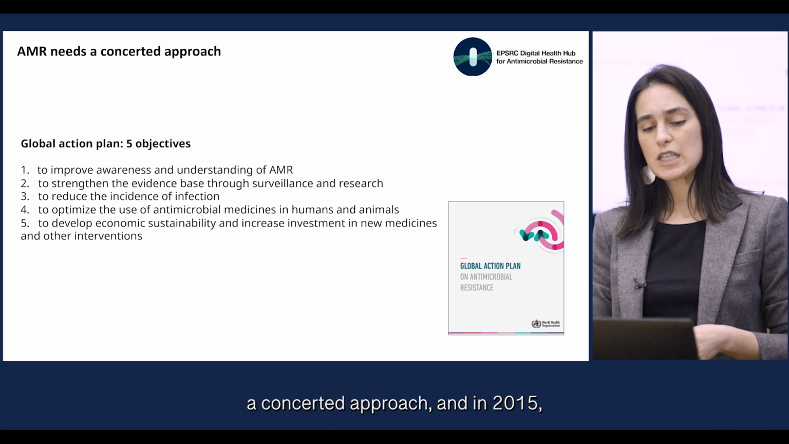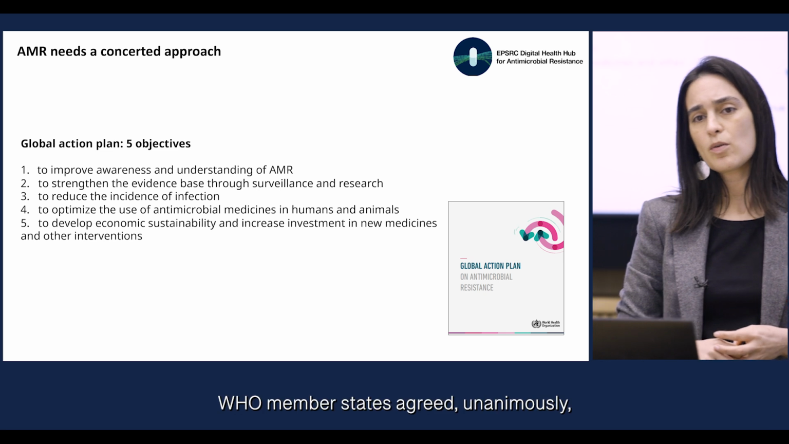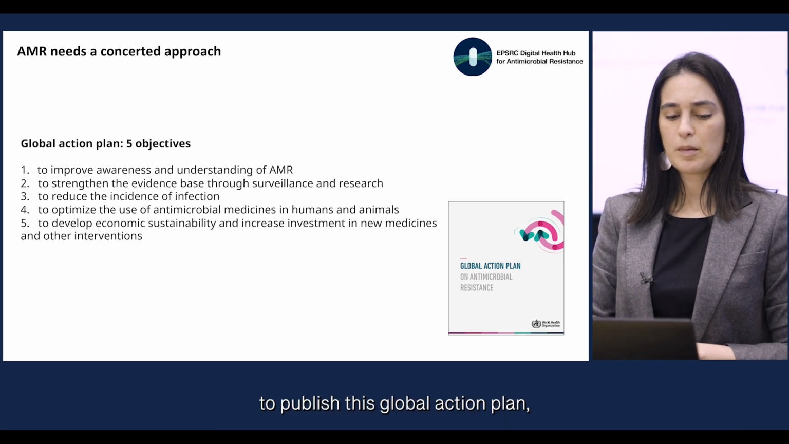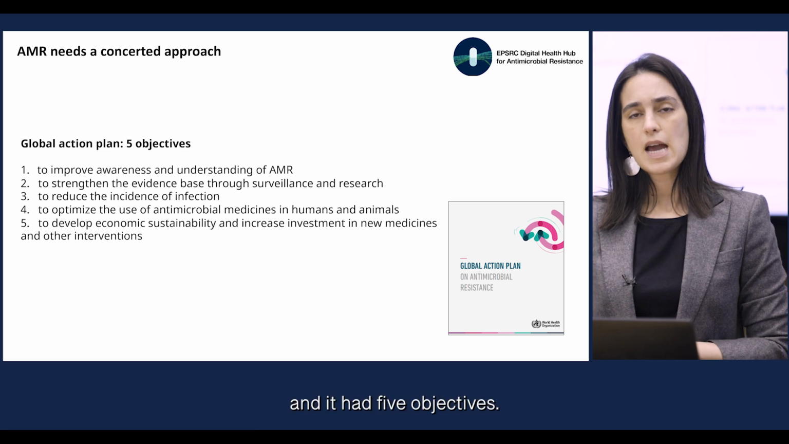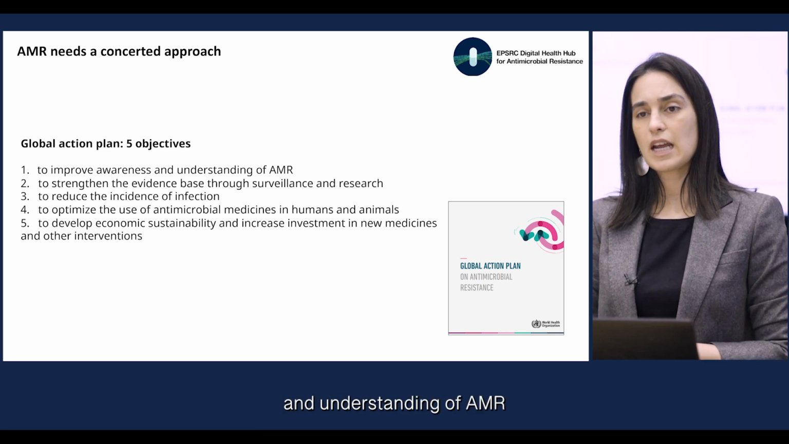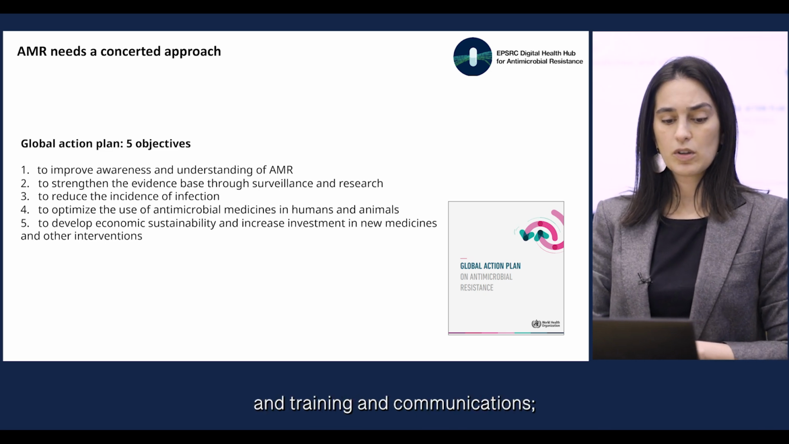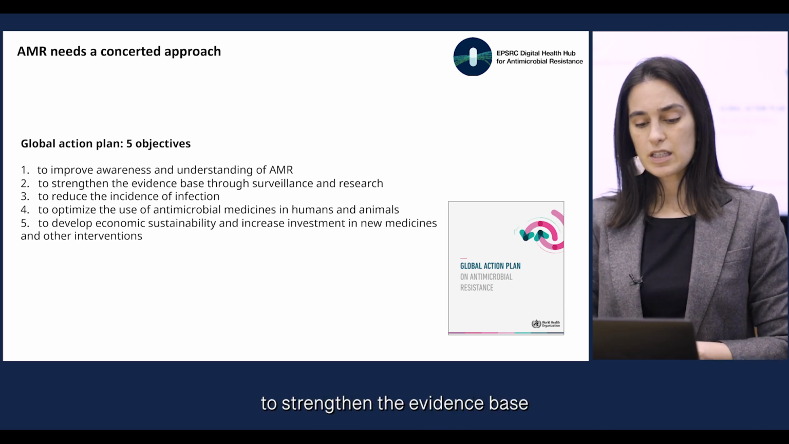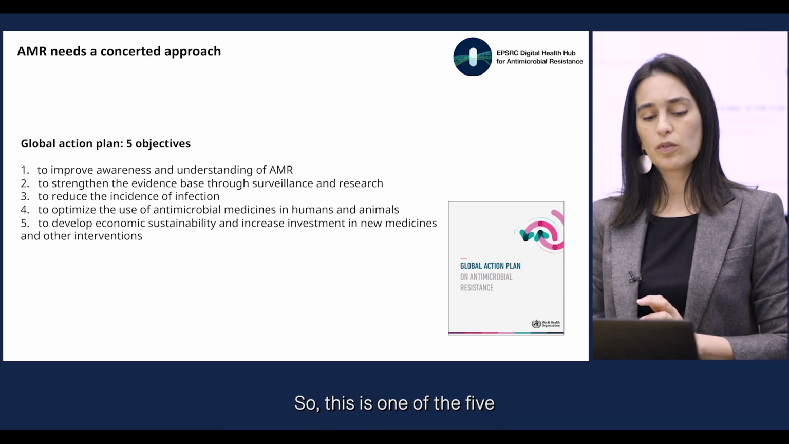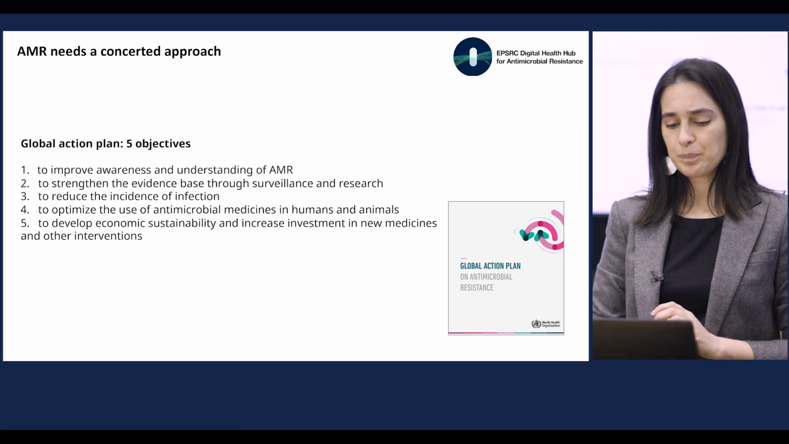Antimicrobial resistance needs a concerted approach, and in 2015, WHO member states agreed unanimously to publish this global action plan, and it had 5 objectives. First, to improve the awareness and understanding of AMR, and this is typically through education and training and communications. To strengthen the evidence base through surveillance and research, and this is what we're going to focus on. So this is one of the 5 objectives of the Global Action Plan.